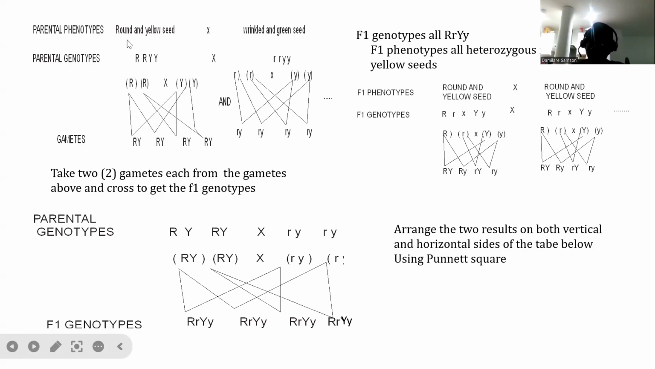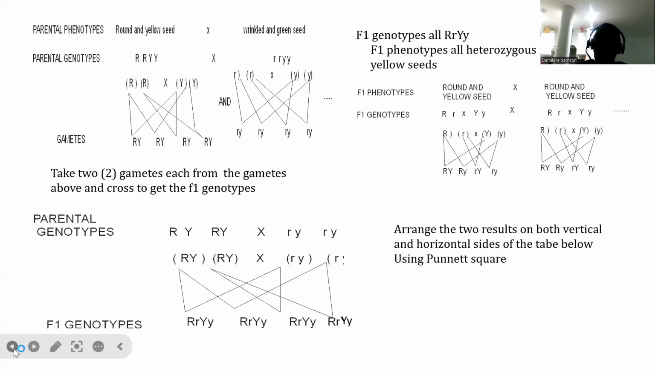So what will be the genotype? Remember, every character is represented by what? A pair of genes. So what are the keys we want to use? Let capital letter R represent round. Let capital letter Y represent yellow. Let small letter r represent wrinkle, and let small letter y represent green seed.